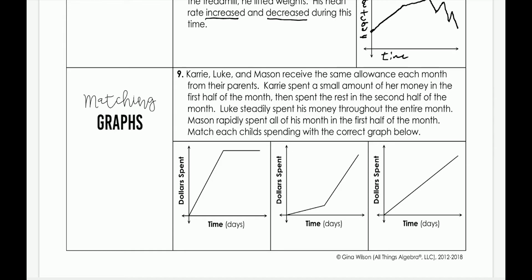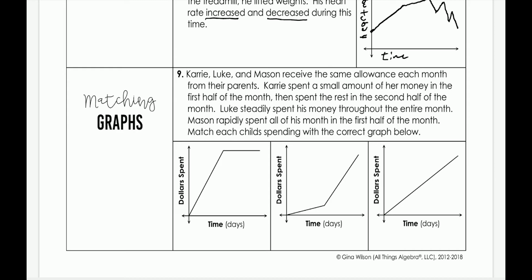We have Carrie, Luke, and Mason receive the same allowance each month from their parents. Carrie spent a small amount of her money in the first half of the month, then spent the rest in the second half of the month. Luke steadily spent his money throughout the entire month. Mason rapidly spent his money in the first half of the month. And what we have to do is match each child's spending with the correct graph below. So what you have to be able to do is describe the action that's happening within the graph.